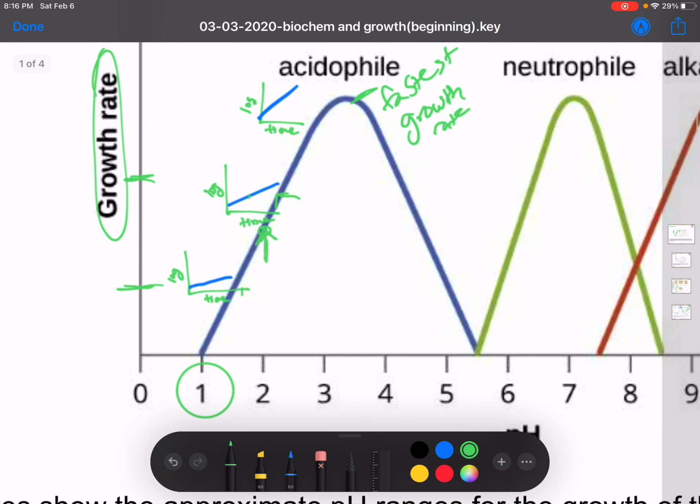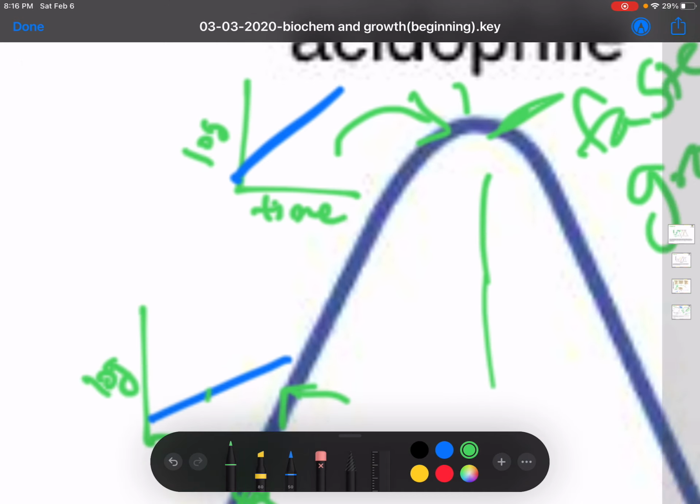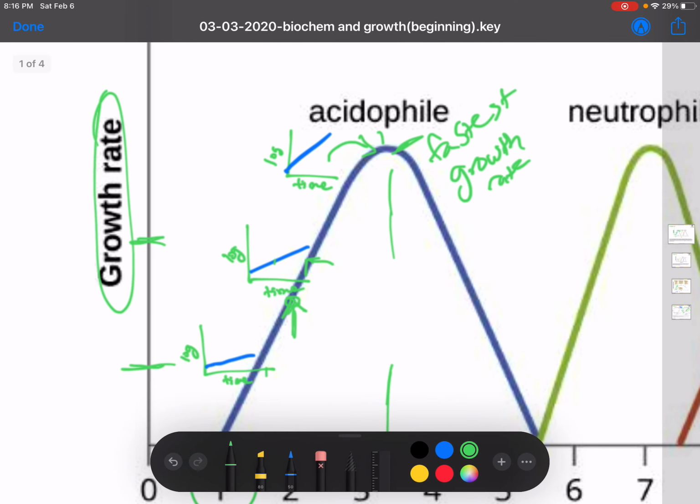Then finally, if we look at a pH of about 3.5, if we look at the maximum point here, then the slope of the exponential growth curve, or the log phase, is steeper than the other two graphs that we saw here. So this is the fastest growth rate, which is shown here.